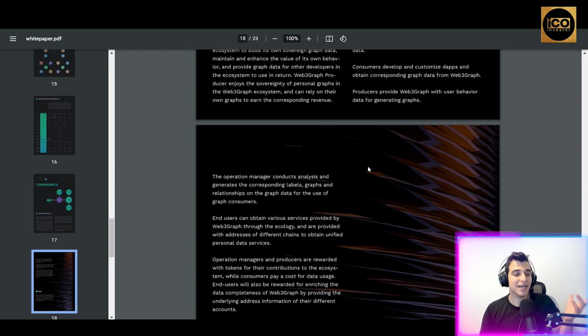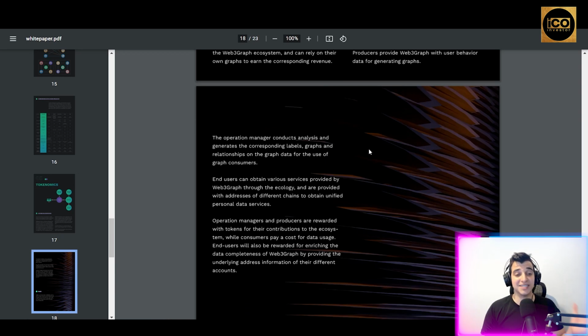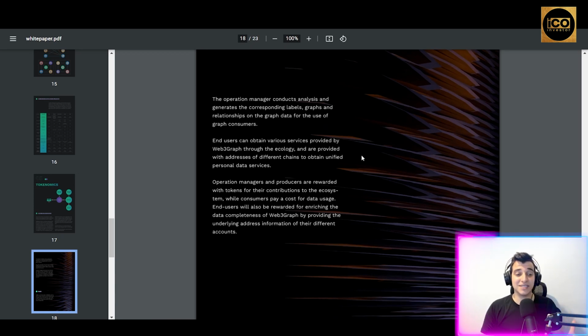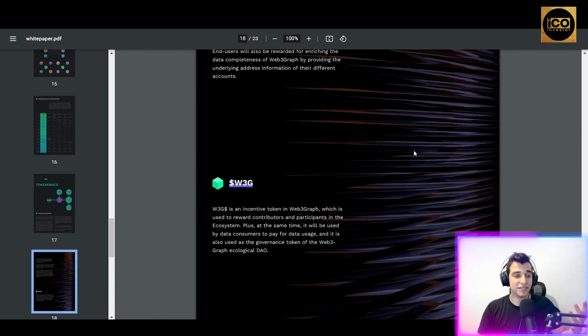So the end users can actually obtain various services provided by Web3 Graph through the ecosystem, and are provided with addresses of different chains to obtain unified personal data services. And that way it actually helps us. Think about it this way: if you can obtain various services provided by Web3 Graph, you will probably be using it a lot. And when you are using it a lot, there will be more data on you, and that way it will be more adjustable to you, and in general they will have more data about everything.